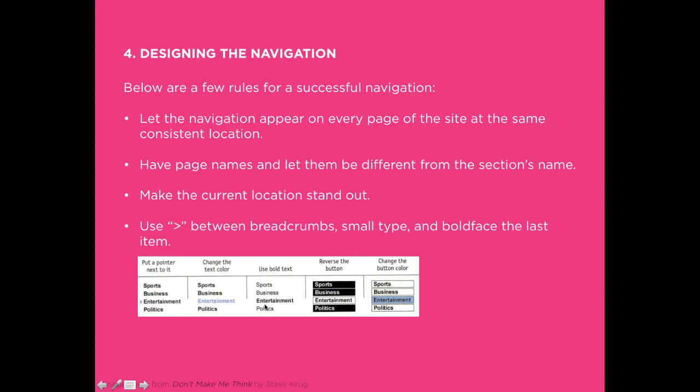So this visual is an example. We can put a pointer next to the word. We can change the text color. We can use bold. So here entertainment is bold as opposed to the others. We can reverse the button. We can change the button color and so forth. And it's good to indicate where the user is. So we can say you are here, and then home, the angled bracket, news, refund, Mars Curiosity, whatever website we're on.